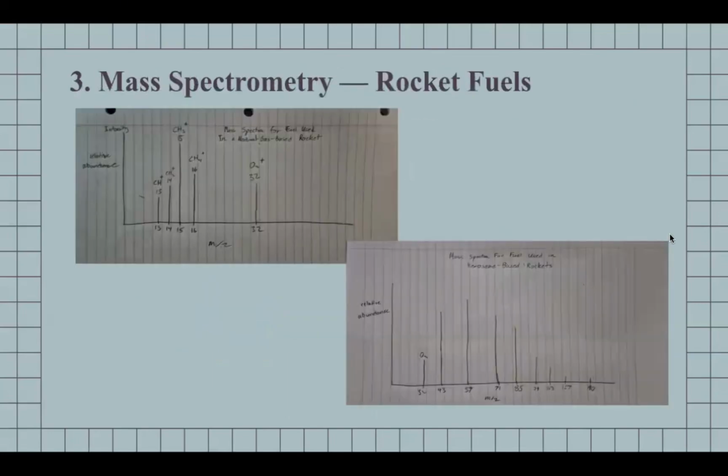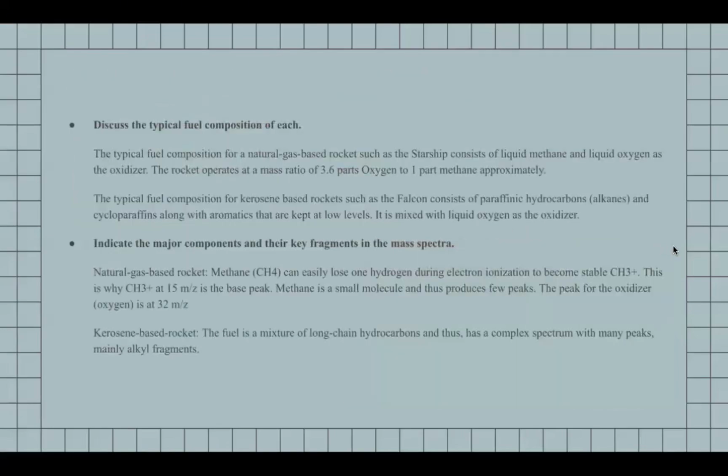Okay, so these are the mass spectroscopies for a natural gas-based rocket here on the left, and on the right is the spectra for a kerosene-based rocket, such as the Falcon. The typical fuel composition for a natural gas-based rocket is liquid methane with liquid oxygen as oxidizer, and these rockets usually operate at a mass ratio of 3.6 parts oxygen to 1 part methane. As for kerosene, the fuels often consist of paraffinic hydrocarbons and cycloparaffins, along with aromatics kept at low levels, and also oxygen as the oxidizer. These run at a mass ratio of 2.6 to 1.